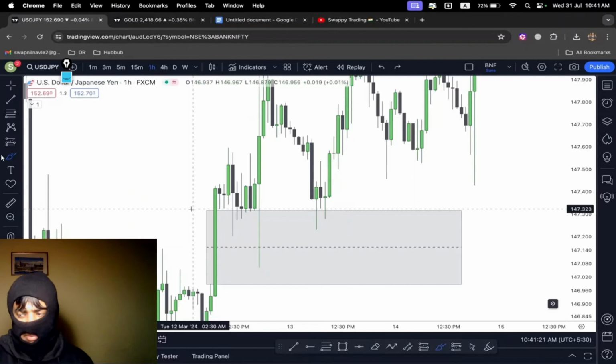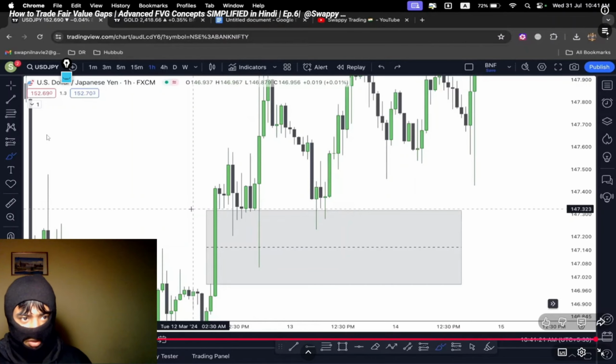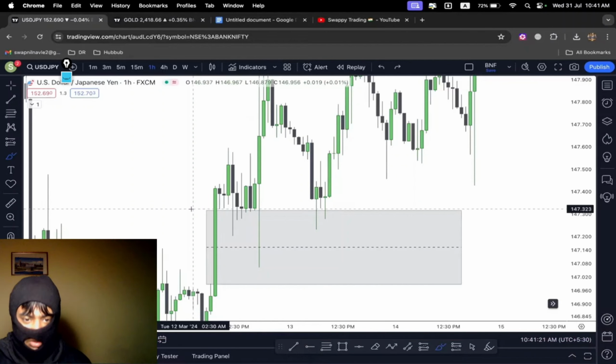Fair value gaps, from my perspective, don't work that much. Sometimes they work. There are different things like premium zone and discount zone, which we're going to learn in the future, but that makes sense in the premium zone and the discount zone. Guys, that is for today. Today we learned how to trade fair value gaps, the advanced FVG concept, and now we will go and see in the chart how we can improve and how to spot a fair value gap.